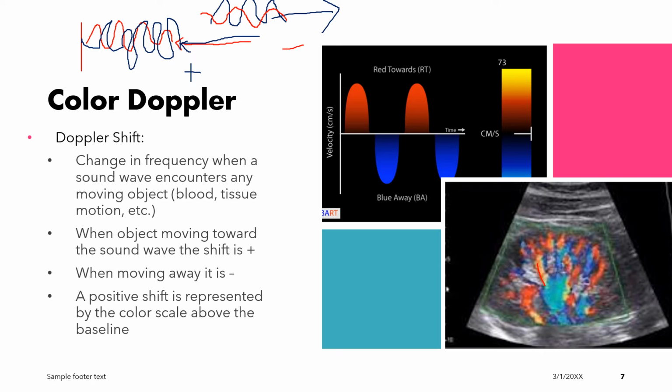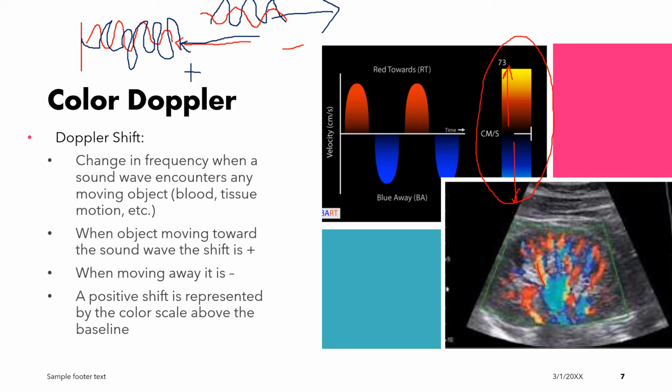If we look at how the Doppler shift scale works, here's an example over here on our right of what a color scale on your ultrasound image will typically look like. On that color scale, it will have a baseline, which is just a blank area. Above that baseline represents anything that's a positive Doppler shift, and below that baseline represents anything that was a negative Doppler shift.